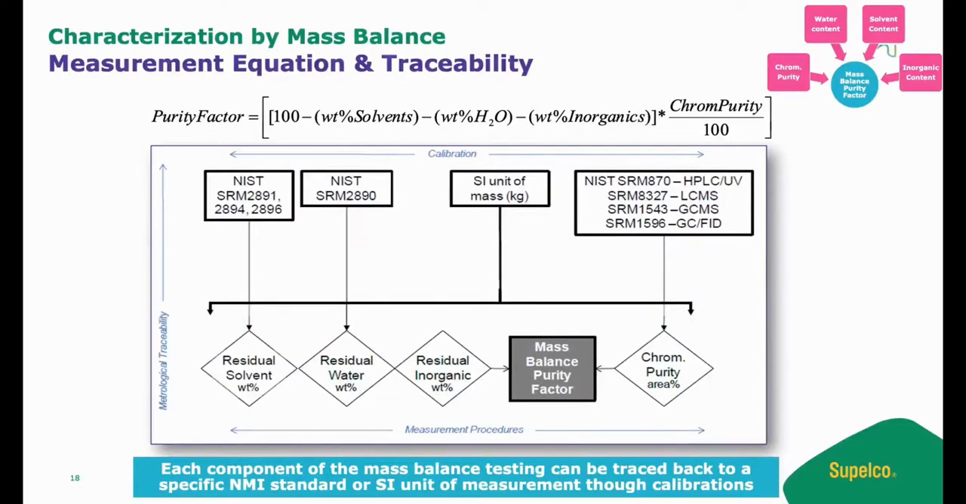As mentioned previously, traceability is an important quality requirement for a certified reference material. Traceability for mass balance is achieved through each of the individual component tests. Mass measurement in each component test is traceable through balance calibrations to an SI unit of mass, in this case the kilogram. Other components are traceable through instrument calibrations and system suitability tests using higher order standards.